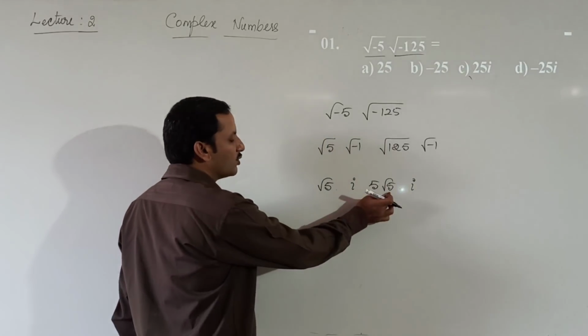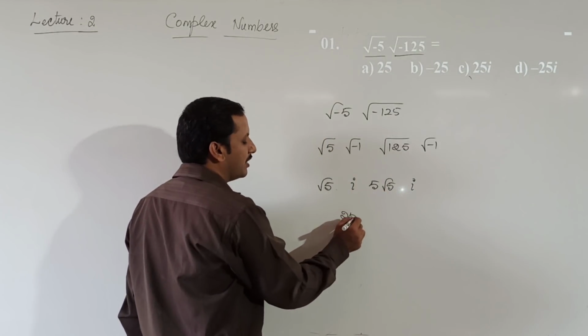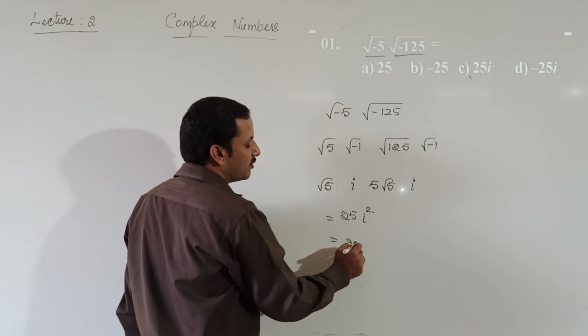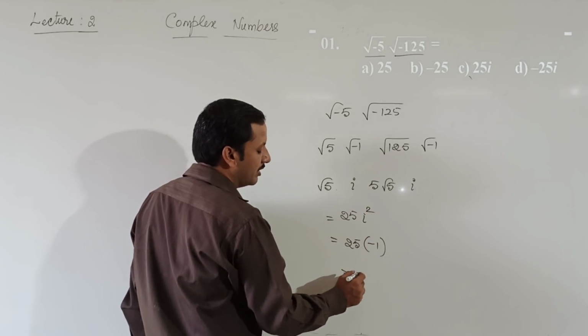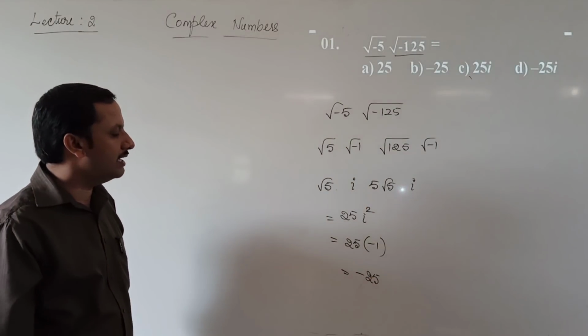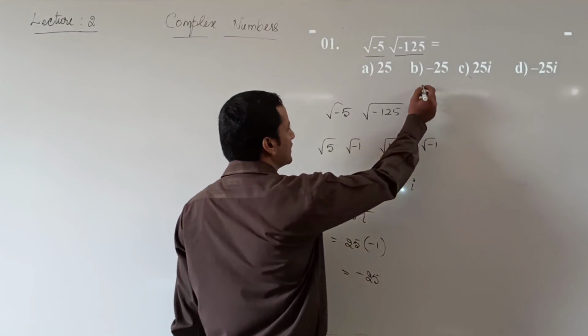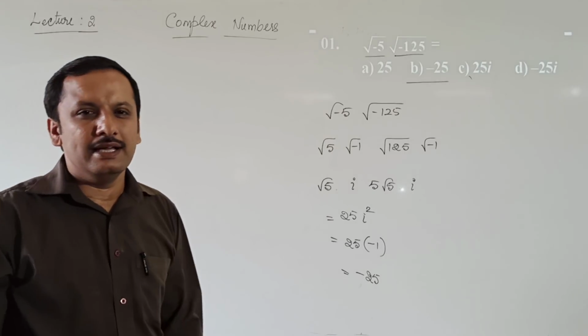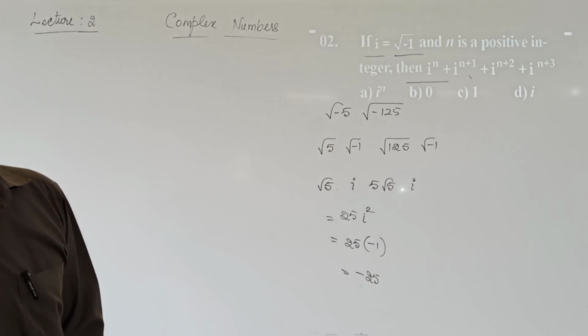Now root 5 into this root 5 is 5, 5 into 5 is 25, so this is equal to 25 into i square. I square value we already know, which is minus 1. 25 into minus 1 is equal to minus 25. That's the answer. Second option, minus 25. Okay. Let's go to the next question.